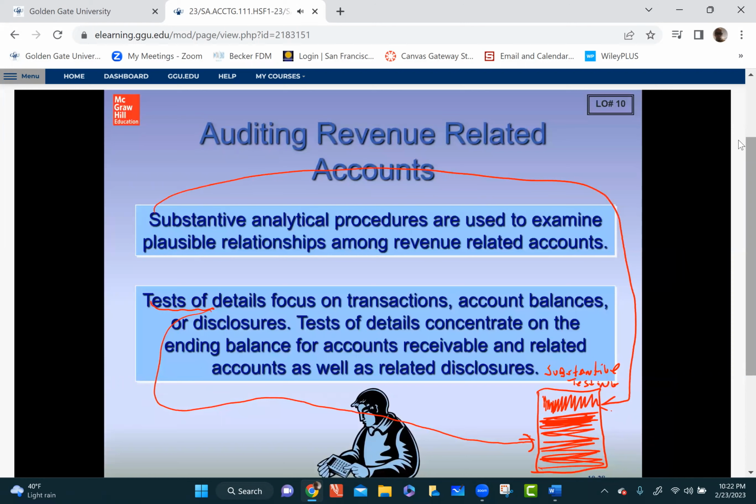So that's what we're going to be talking about here, is how we'll look at some analytical procedures to help with accounts receivable. We'll look at test of details, and frankly, the test of details is going to end up being confirmation. Confirmation is the best way to do a test of details on my accounts receivable.